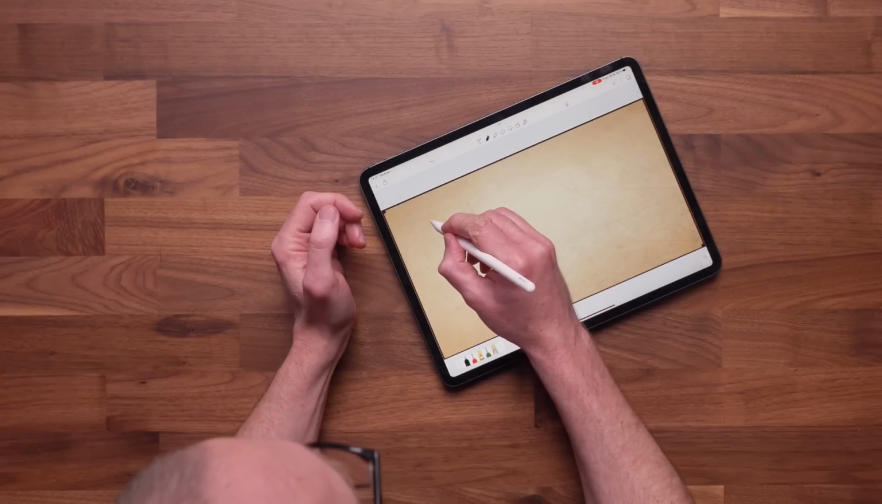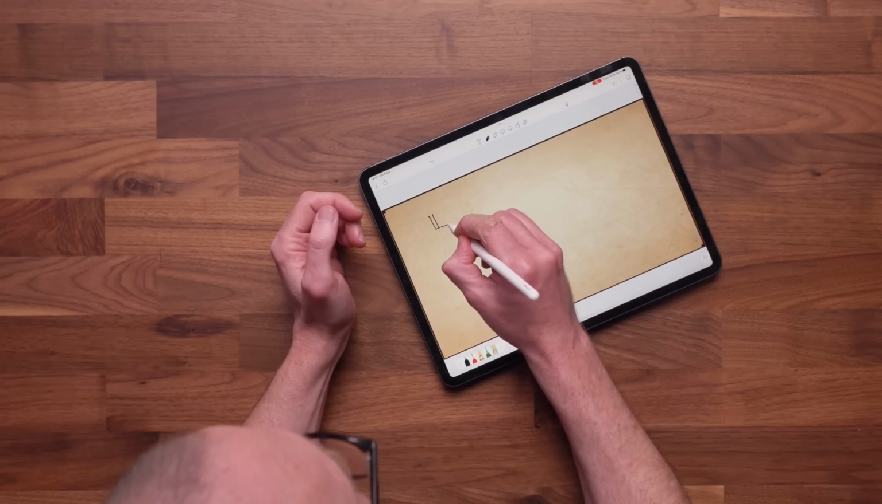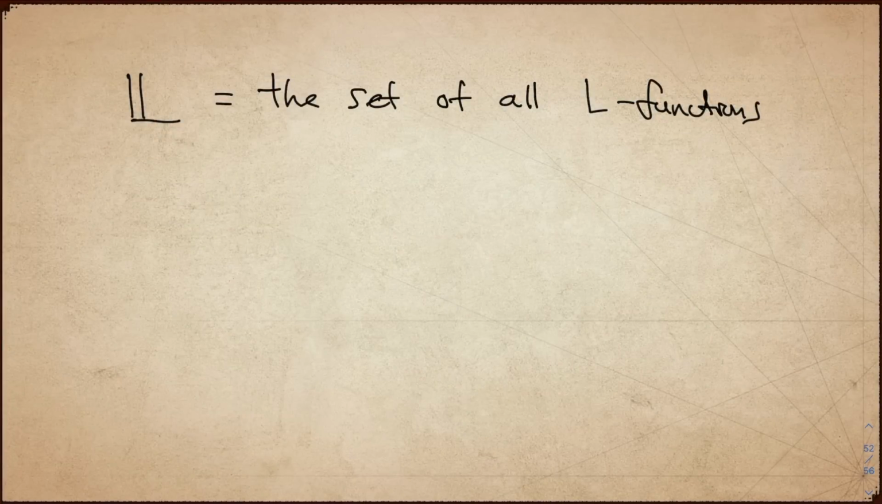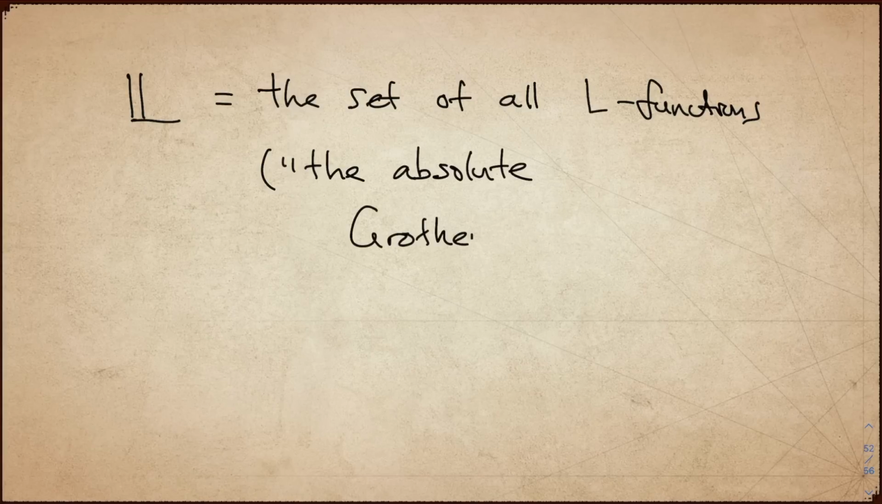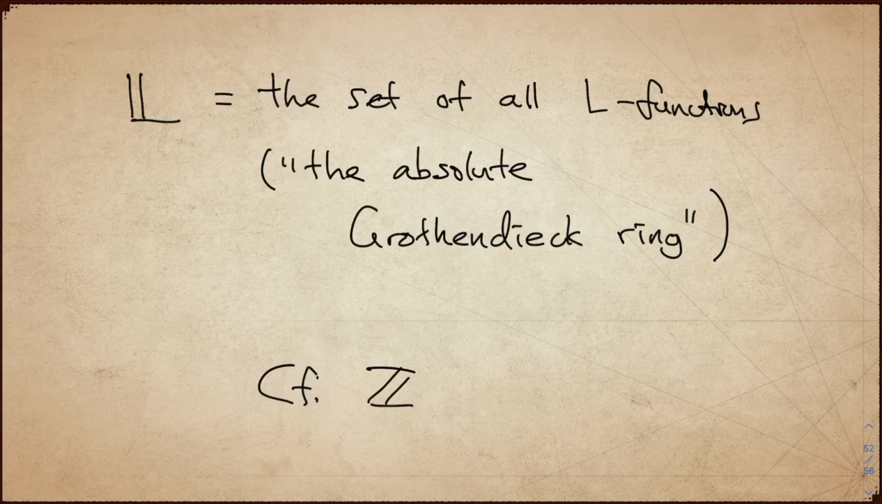Think about the set of all L functions. And let's start thinking about this as a lambda ring, even though many of the operations are still only conjecturally well defined. I like to use the notation L for the set of all L functions. I want to call it the absolute Grothendieck ring. And I think it should be viewed as a fundamental object of mathematics, very much like, say, Z or R.